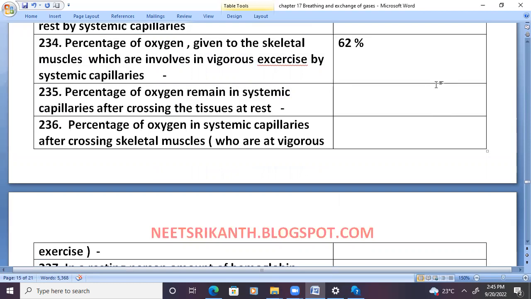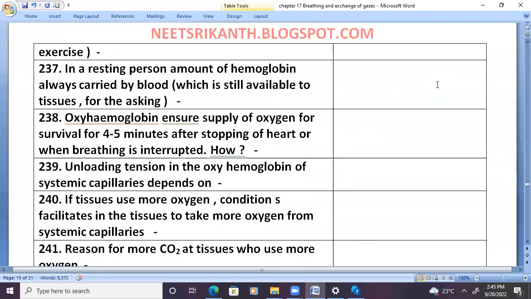Then next, percentage of oxygen remaining in the systemic capillaries after crossing the tissues at rest. Tissues at rest get supplied only 22%. That's why they are able to carry 75% as a reserve oxygen. Percentage of oxygen in systemic capillaries after crossing skeletal muscles at vigorous exercise: they already supplied a lot. That's why after leaving the tissues, they have only 35% as a reserve oxygen. In a resting person, the amount of hemoglobin carried by blood which is still available to tissues for the asking: they supply only 22% in general. That's why nearly 70-75% can be expected as the NCERT answer.